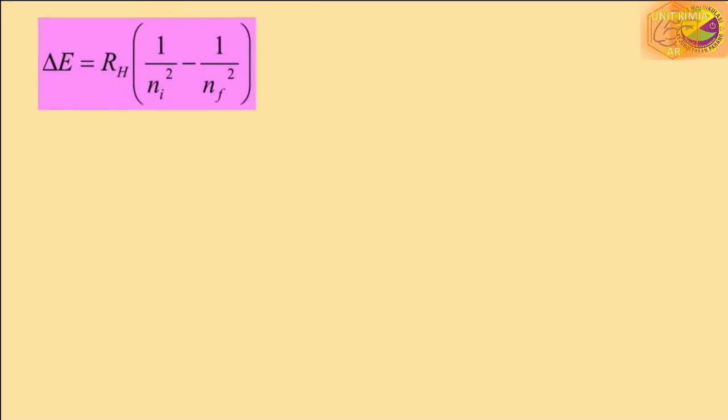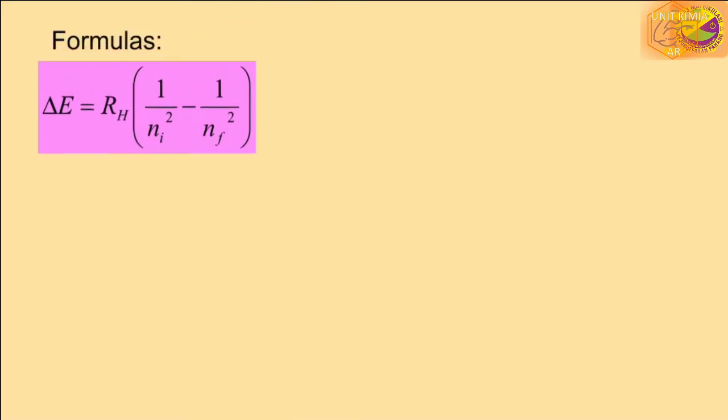The first one is delta E equal Rh times 1 over n initial squared minus 1 over n final squared, where Rh is 2.18 times 10 to the power of negative 18 joules, and delta E is energy.